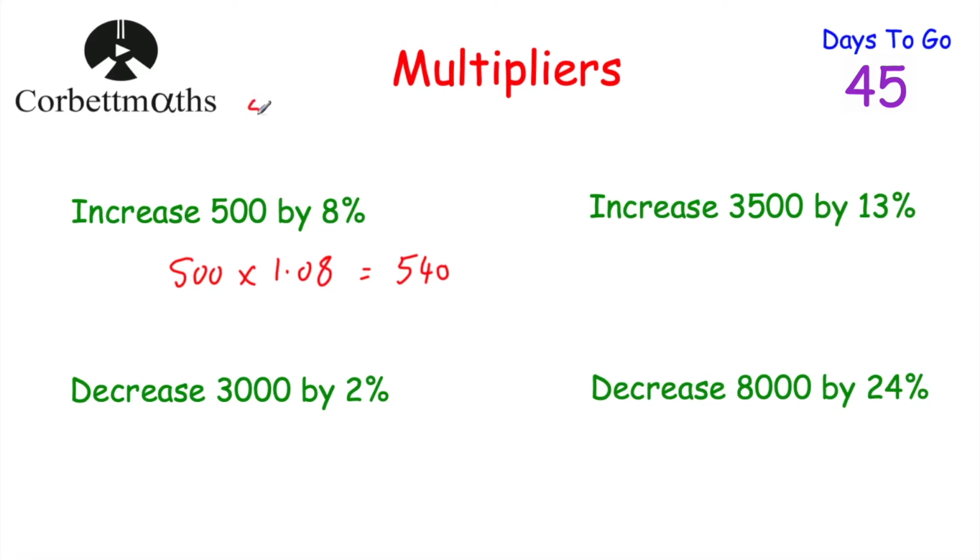Another way to do it would be to take our 500 and divide by 100, which would be equal to 5, that's 1%. We could then multiply that by 8 to get 8%, and that'd be 40, and then take our 500 and add on 40, and that's equal to 540. But using this multiplier just makes it a lot quicker and easier.